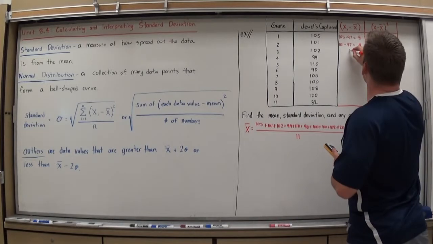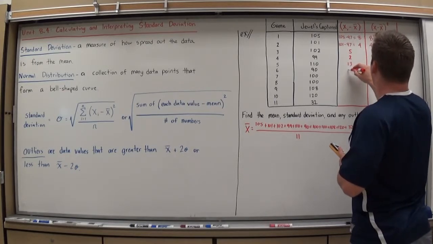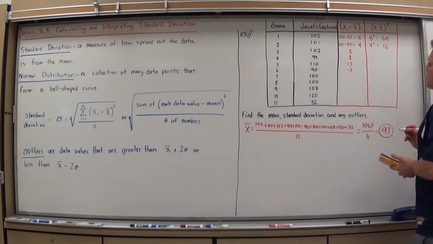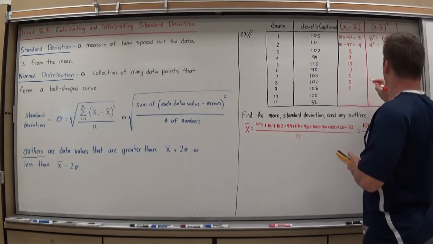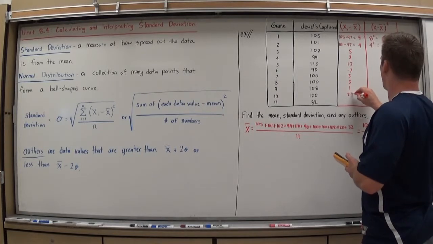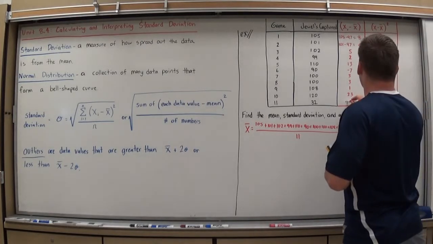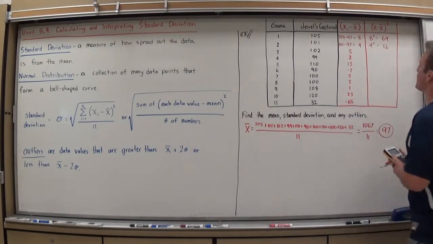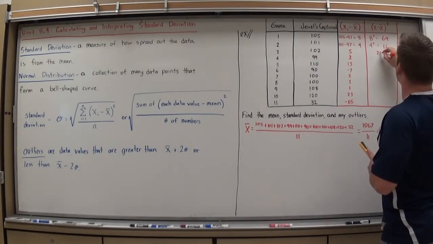102 minus 97 is 5. 99 minus 97 is 2. 110 is 13. Here now for the first time I get a negative number, negative 7. 3, 3, 1, 23. And then 32 minus 97 is negative 65. And now I just continue squaring. Some of these I'll be able to do in my head. 5 squared, 25. 2 squared, 4.